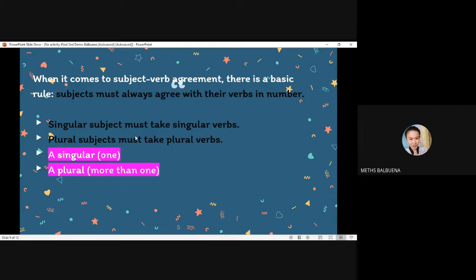So you should remember that singular subjects must take singular verbs and plural subjects must take plural verbs, and that a singular is one and a plural is more than one.